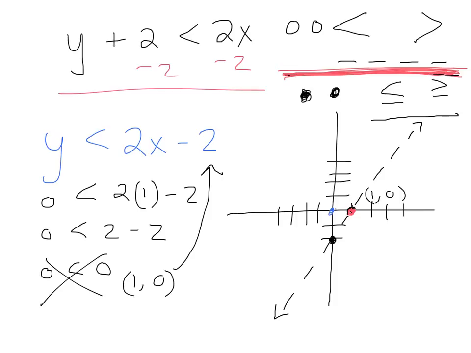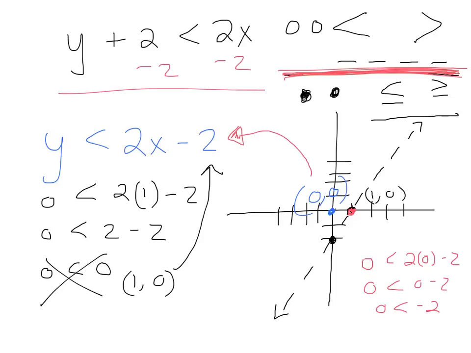If you look at the point 0, 0, a convenient test point, and you plug in the point 0, 0 to your linear inequality, you'll see that when y is 0 and when x is 0, what happens? 0 less than 0 minus 2. Is 0 less than negative 2? No. So that's not where your solutions lie.